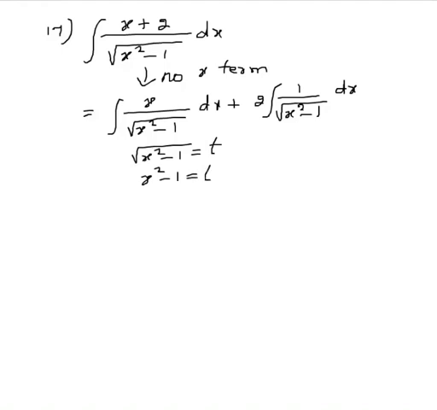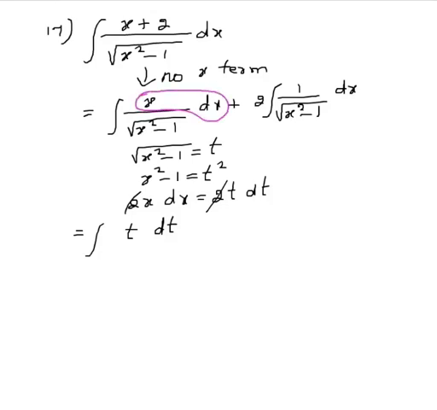Square both sides, differentiate both sides. Let us substitute: integral x dx becomes t dt. Here the numerator x dx becomes t dt, divided by root of x square minus 1, which is t.